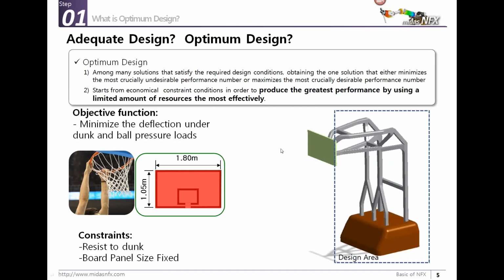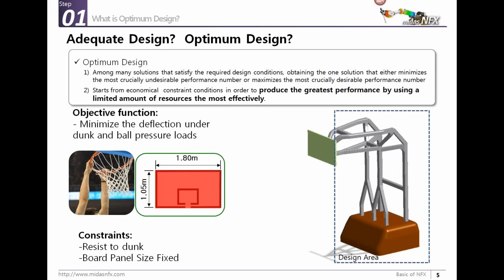Then what is the optimum design? If you look at this, it's quite different. Among the many solutions that I was talking about, because design is all about choosing the right solution, this is the one solution that either minimizes or maximizes the most crucial performance number in your model. So it's about the optimization function that I talked about. You have to maximize this function or minimize it.